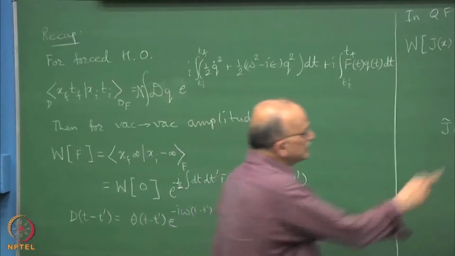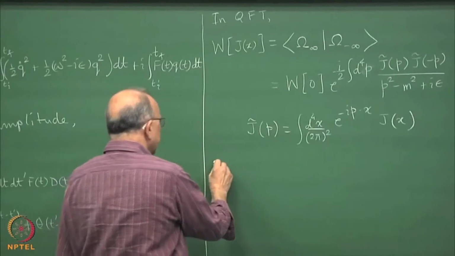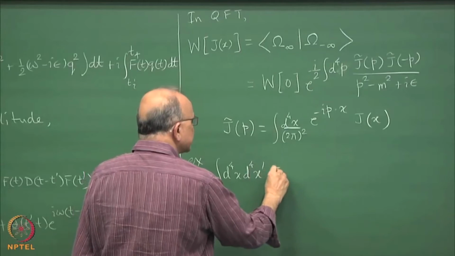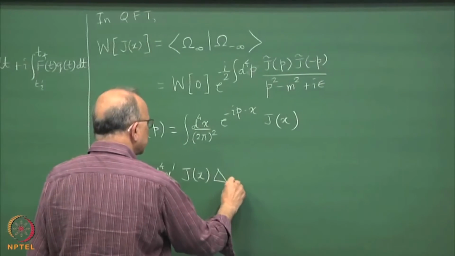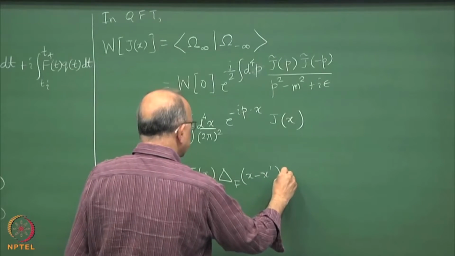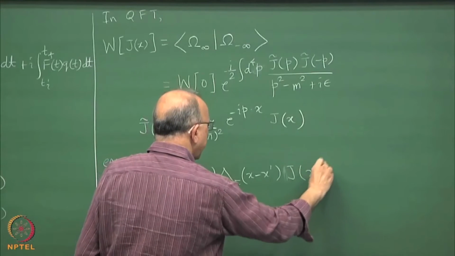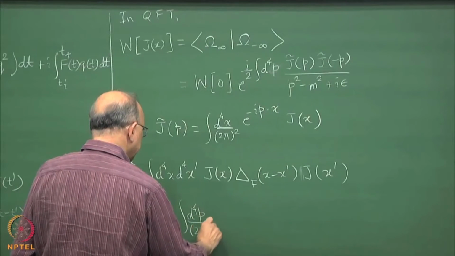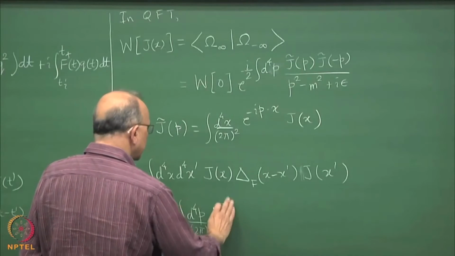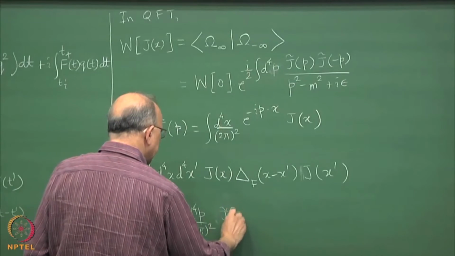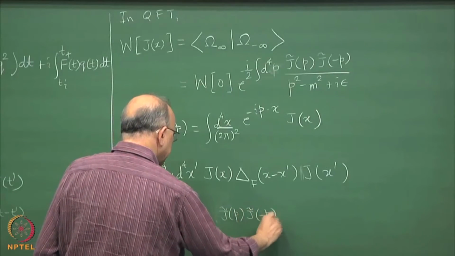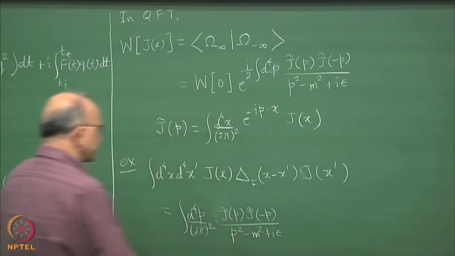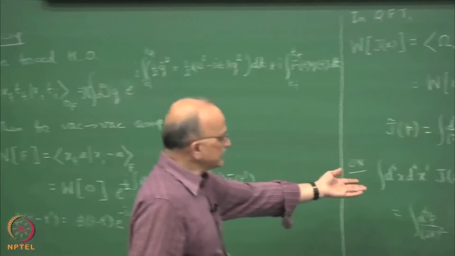We could have written d4x, d4x prime, that integral, J of x and then Delta Feynman x minus x prime and then J of x prime becomes equal to this d4p J tilde p, okay. So that is same form as this, just that it is converted to this.